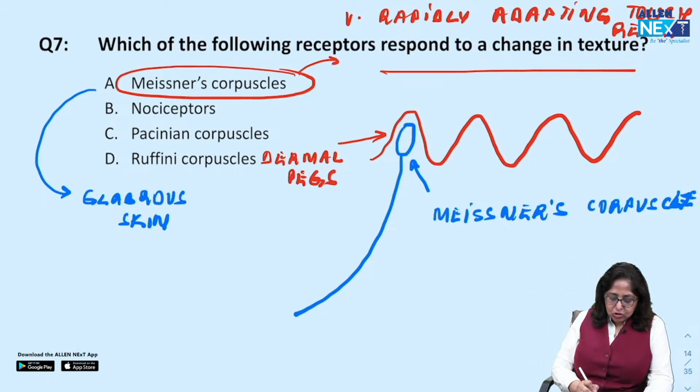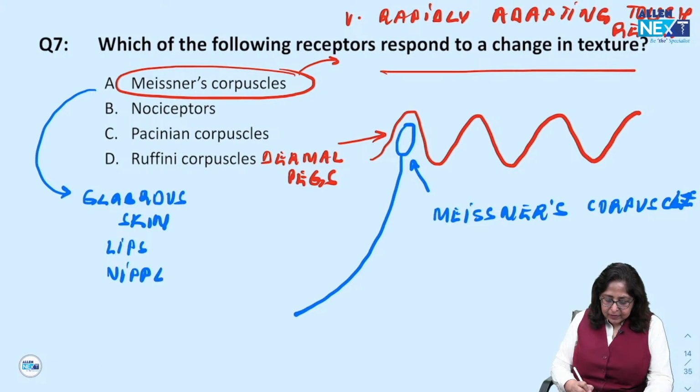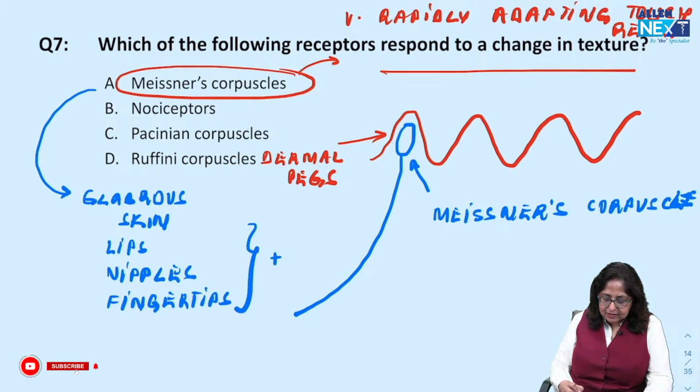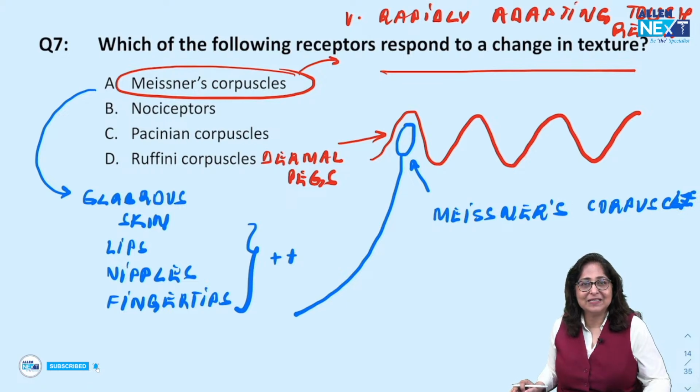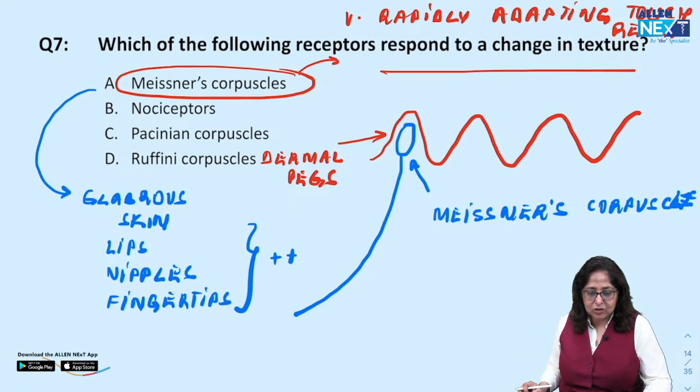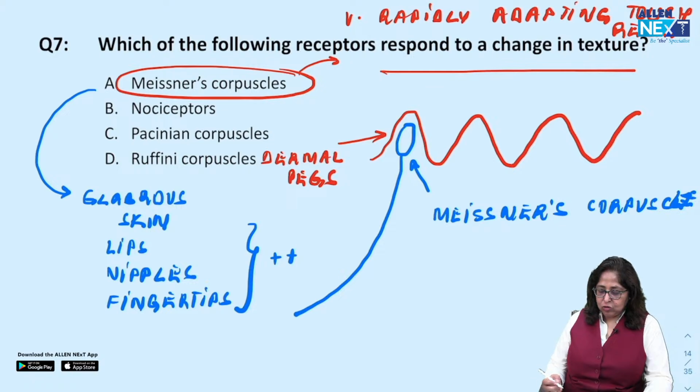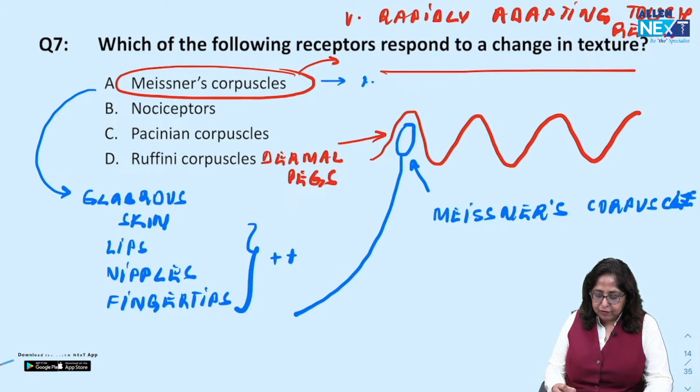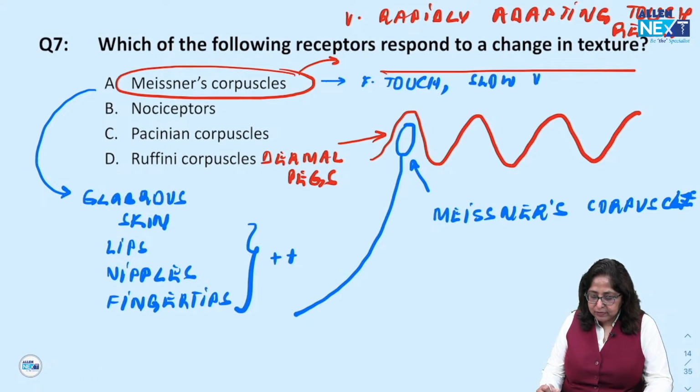And these Meissner's corpuscles are especially abundant in the lips, nipples, fingertips. These are the areas where you see plenty of Meissner's corpuscles, right? These are especially abundant over here. And what are the Meissner's corpuscles meant for? They are meant for fine touch. They are meant for slow vibration. They are meant for texture.